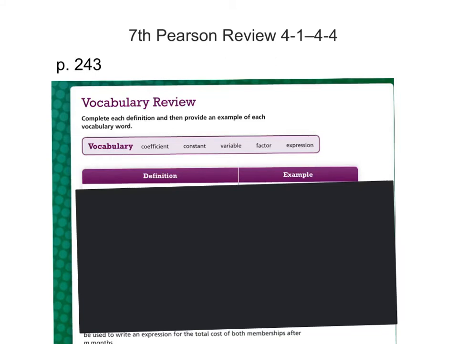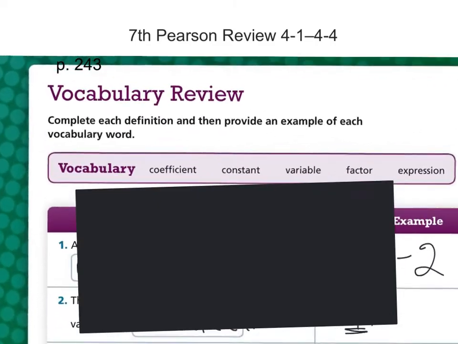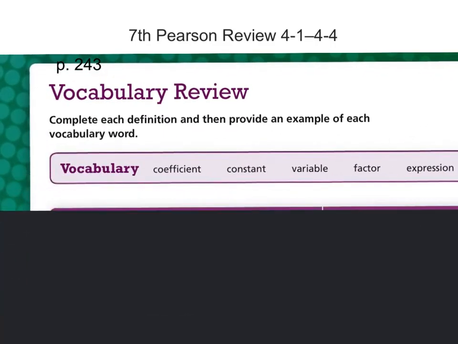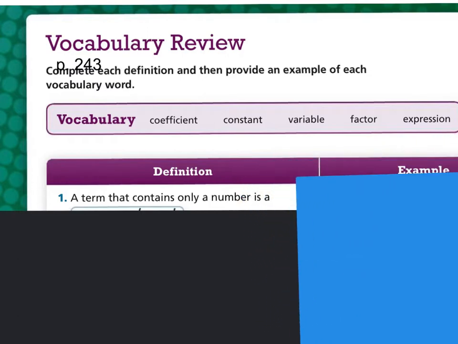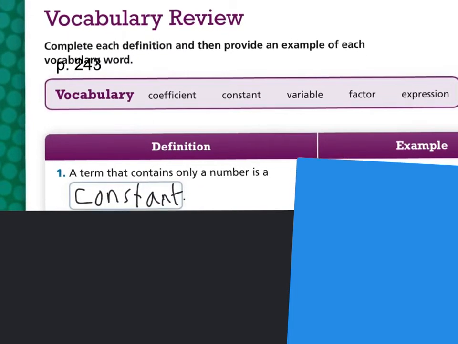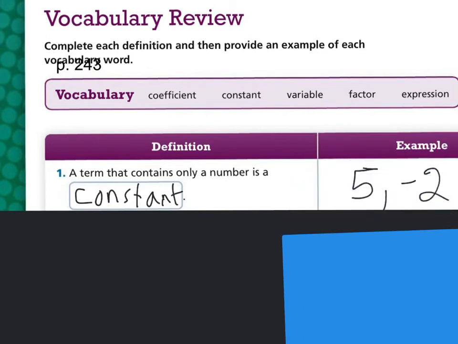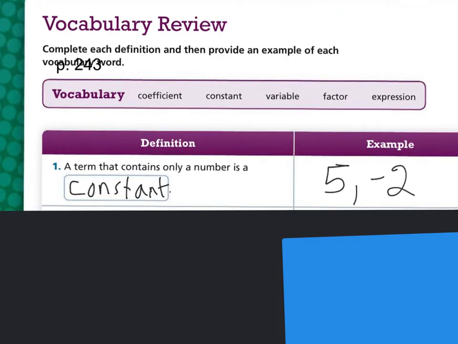Page 243, we're going to be doing some reviewing on lessons 4.1 through 4.4. So we're going to look at some vocabulary stuff here first. So the first problem, a term that contains only a number is a blank. If it only has a number, that is called a constant. Examples of constant, we could have 5, we could have -2, we could have -1/3. Anything that just has a number and no variable is called a constant.